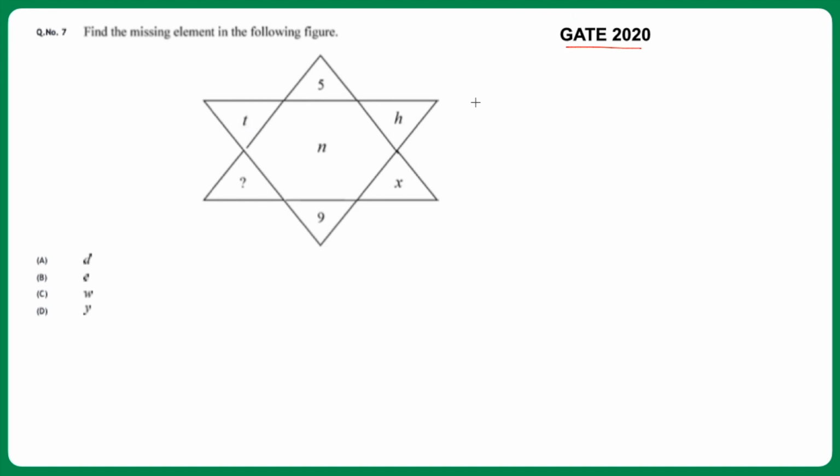This was asked in the GATE 2020 exam. Again, a very logic-based question. It says find the missing element. So this is the missing element which you have to find, and a star is made where you have 5 and 9 and like you have T, H, X and all these things, right?